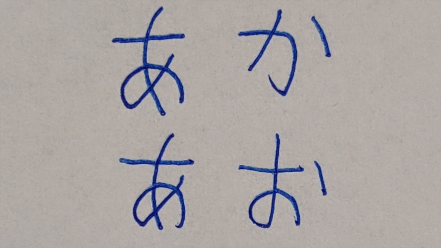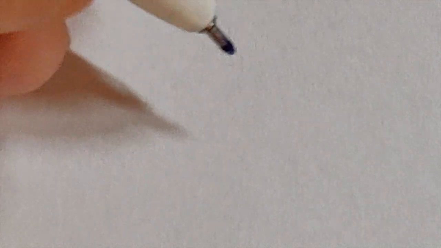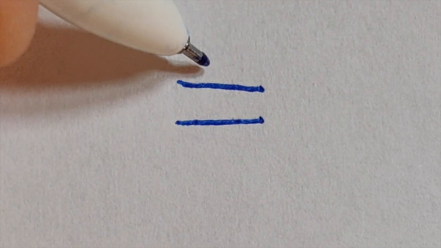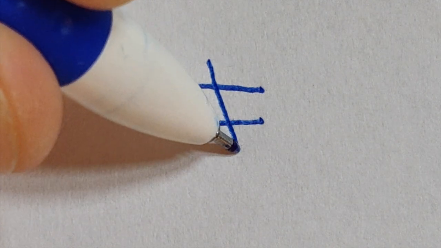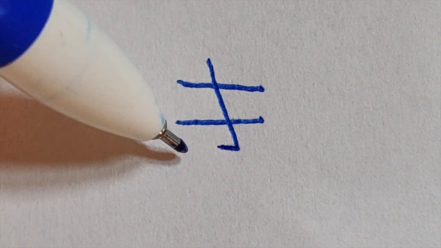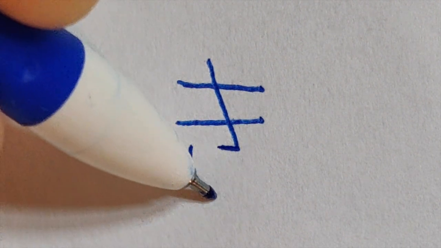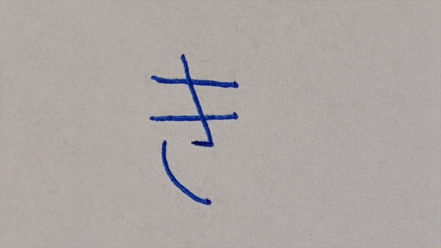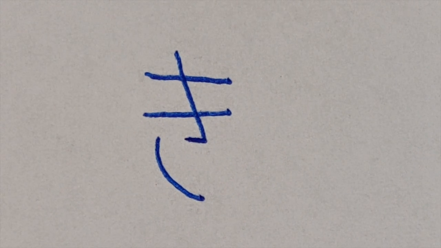Pretty neat, huh? Next character is ki, and as mentioned, it contains 4 strokes. We start off with 2 horizontal lines parallel to each other, like an equal sign. Then a diagonal line crossing through them with a small stroke like this, and finishing off with a quarter circle from here. That is ki.